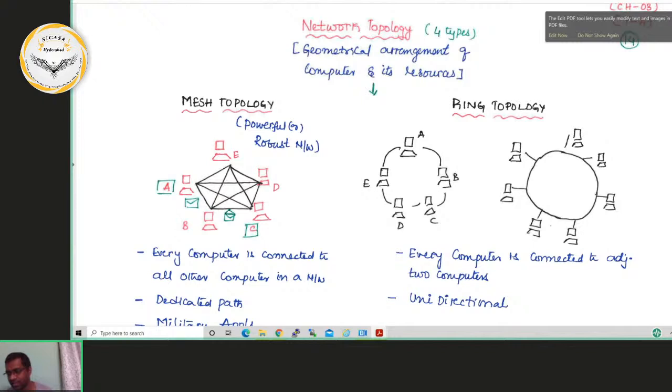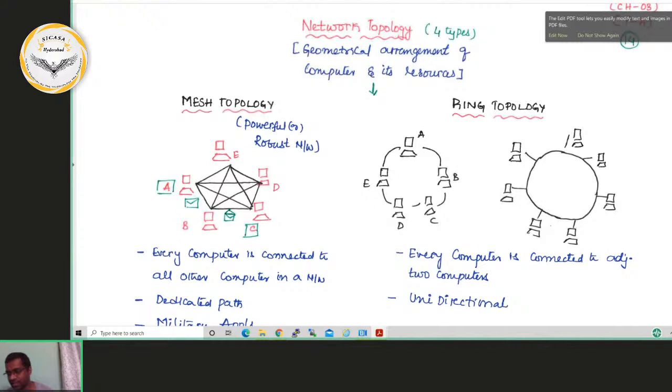And this particular topology consists of a dedicated path. So what do you mean by dedicated path? If I want to transmit the data from A to B, I have a dedicated path so that I can transmit the data. Now where do we use these networks? These networks are used in military applications.